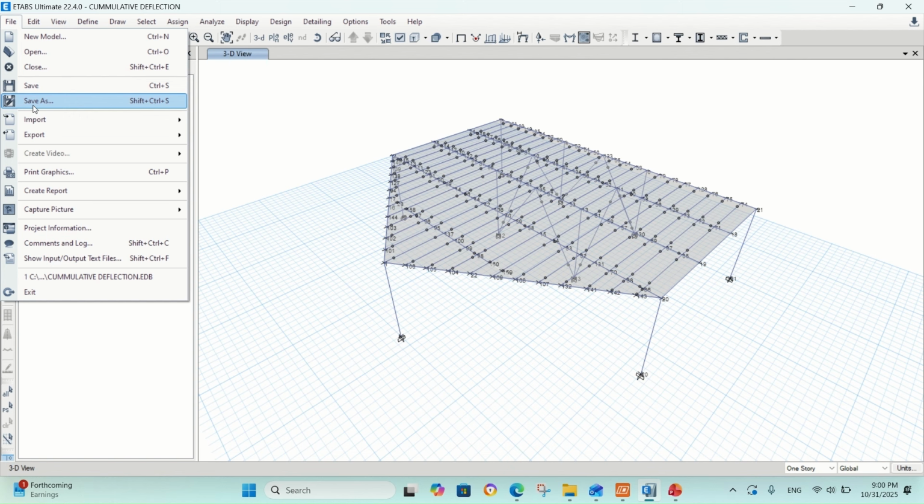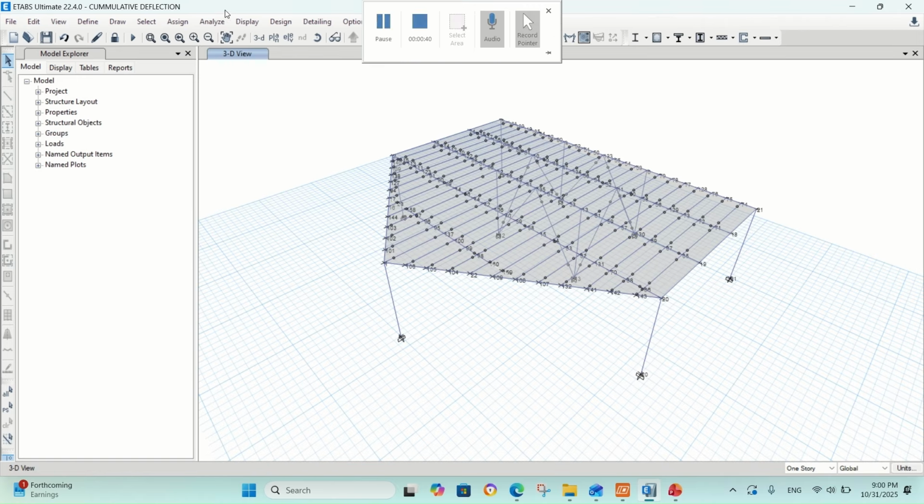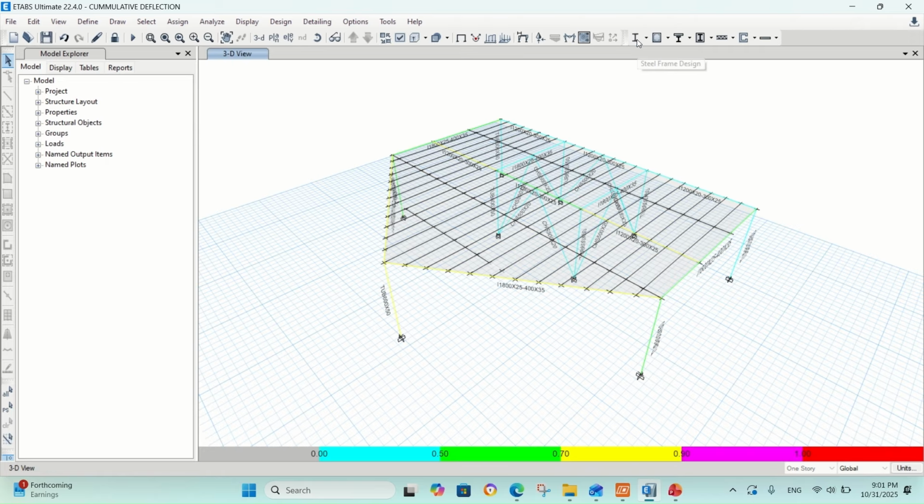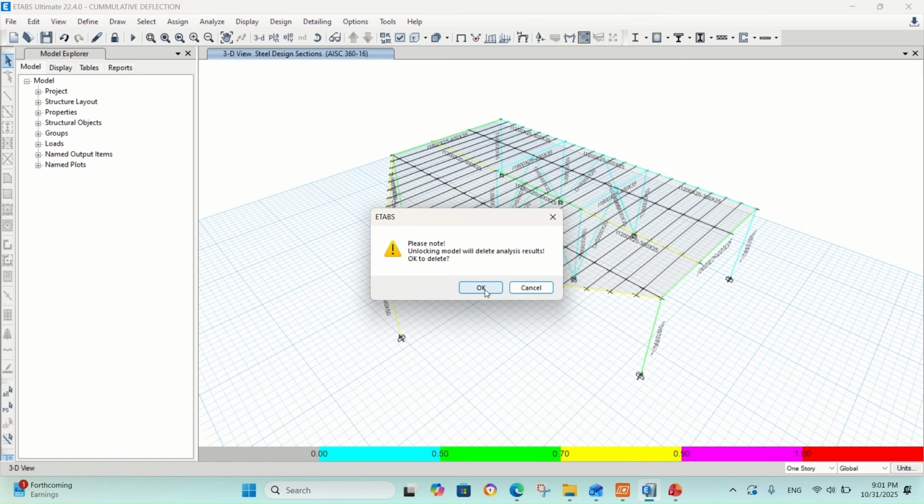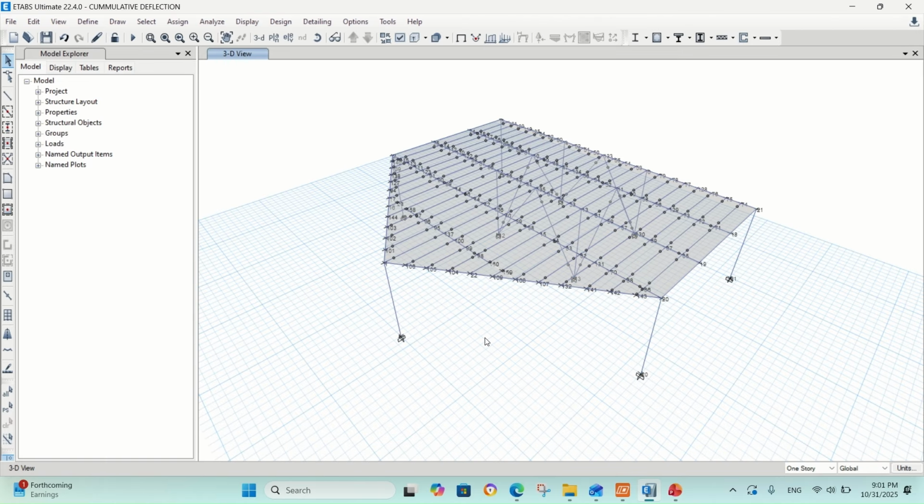If we want to have a separate model for deflection and have the main model ready for strength check, we can save it and call it for deflection check. In this example, I will only consider working on the same model. Now I will design again. I will unlock the model and I will run one more time.